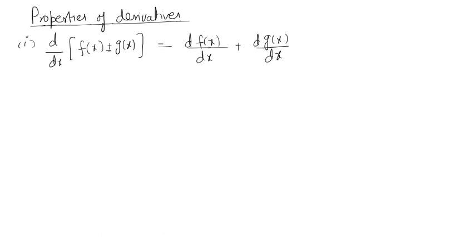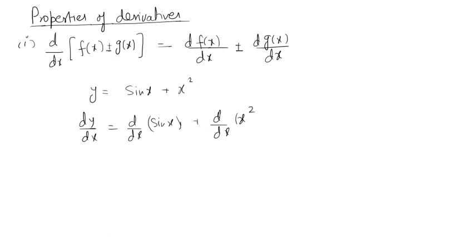Okay, so suppose you have a function y equal to sin x plus x square. So dy by dx for this will be equal to d by dx of sin x plus d by dx of x square. So it will be cos x plus, for x to the power n, 2x. So dy by dx will be cos x plus 2x. Okay. So this is the addition or subtraction rule for functions.